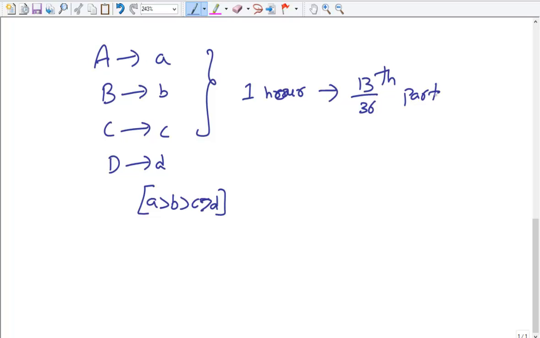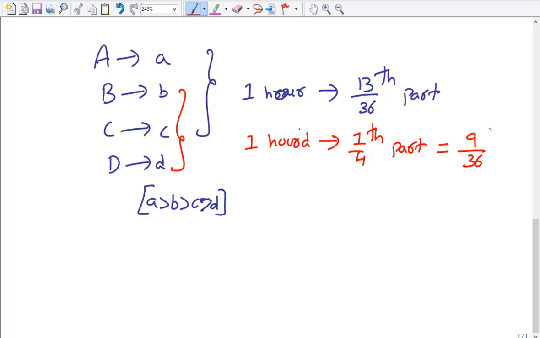Next, it is clearly given that the least should happen only when the least 3 pipes are in operation. Now the least 3 pipes are B, C, D. They fill in 1 hour exactly 1 by 4th part. It would be better if we have the same denominator for both the fractions. Now, in such a case, this fraction can be written as 9 by 36th part. So this is the information we know as of now.